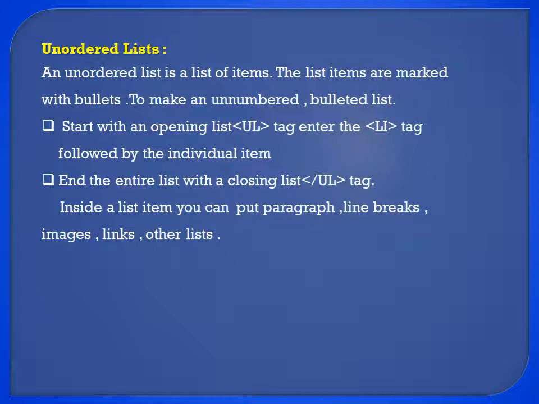Okay, means what? By using the UL you create the unordered list, but to insert items in that list we are using the li tag, that is the list item tag. Then the second point, end the entire list with a closing UL. Means UL is a starting tag. Then by using the li tag we insert the list items in the list, and when you finish creating that list, at the last we have to close the UL, the unordered list, with the closing tag.